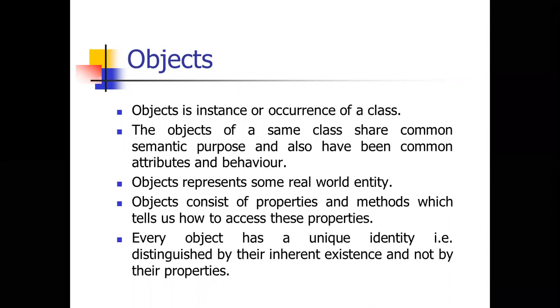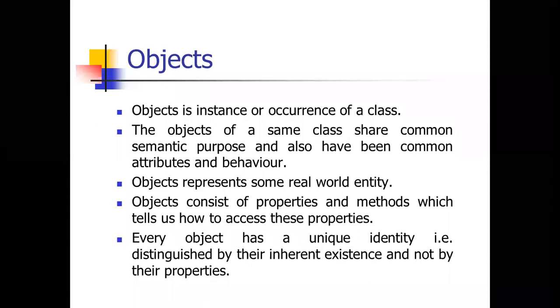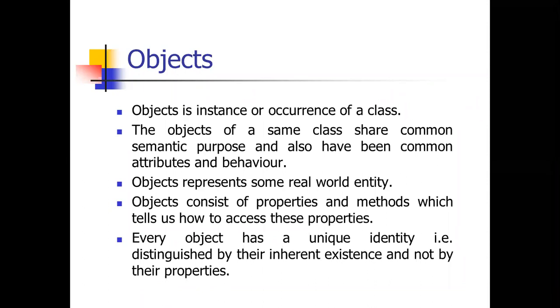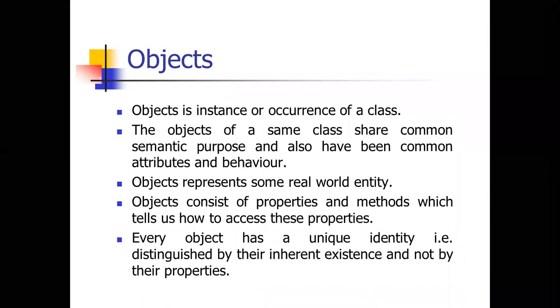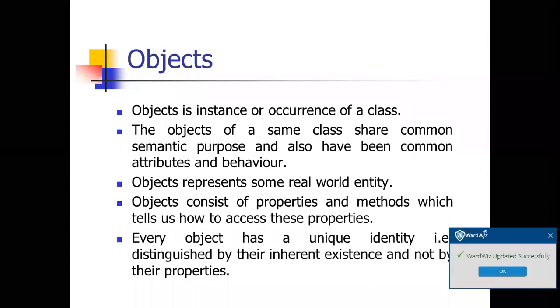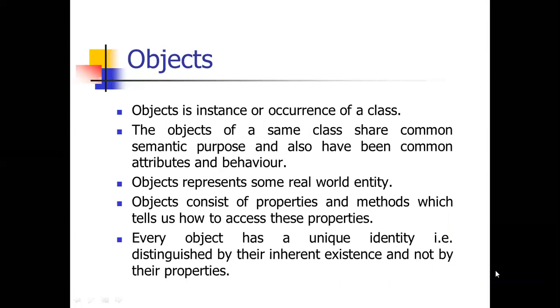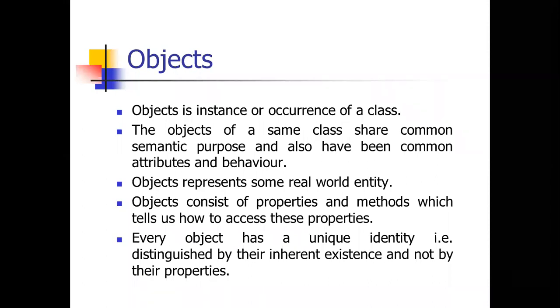Okay, so object represents some real world entity. What object is? It is a real time entity or real world entity. It consists of properties and methods which tell us how to access these properties. Whenever we are going to declare any object, it has some properties to access those methods. Then every object has a unique identity, that distinguishes it by its inherent existence and not by its properties. By properties we are not going to identify that object, we are going to identify that object by its identity.